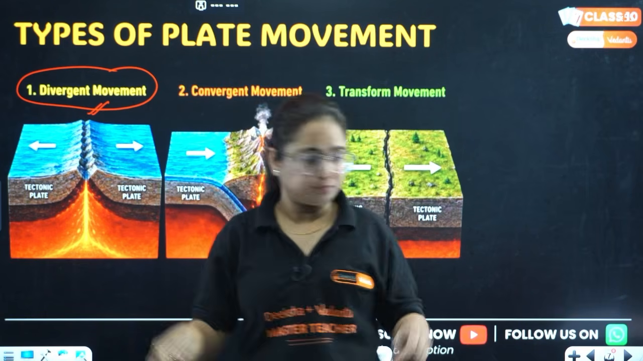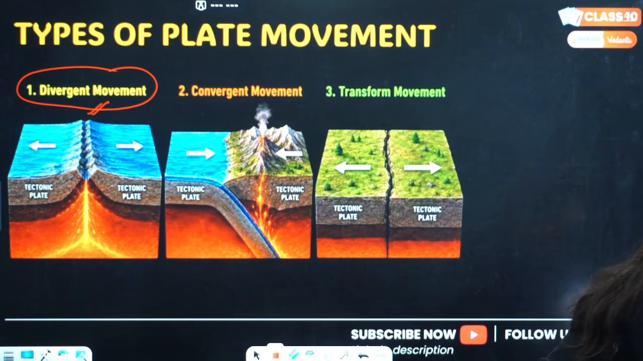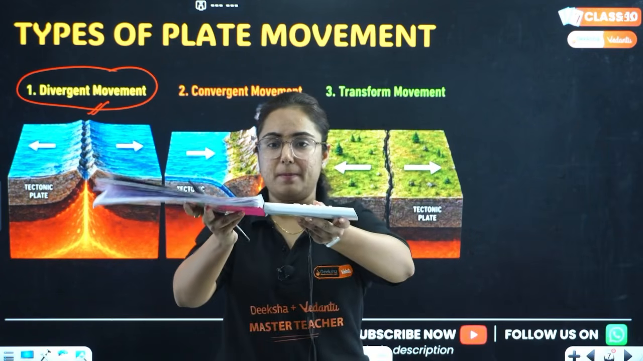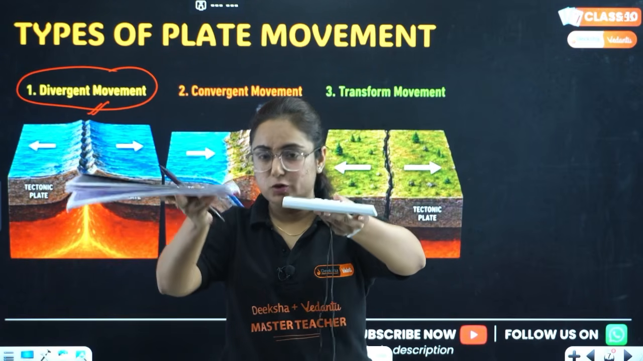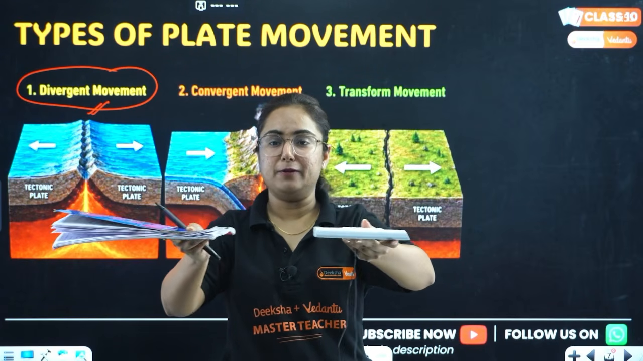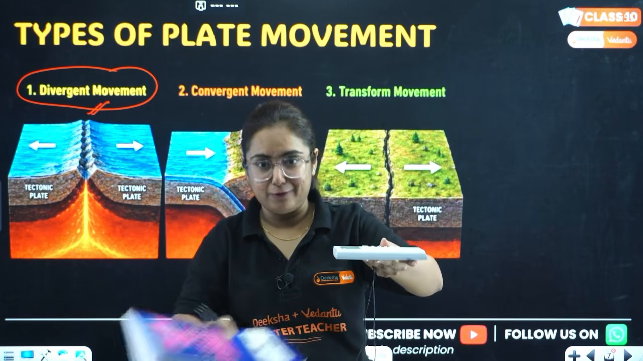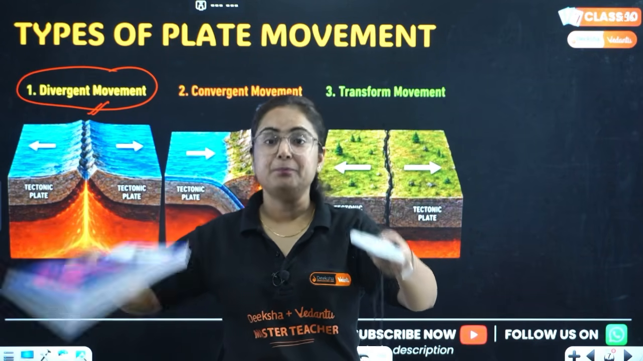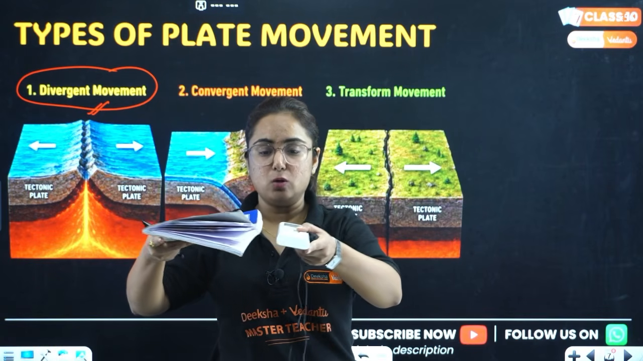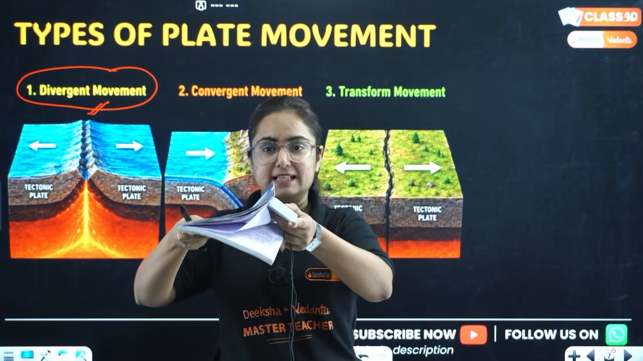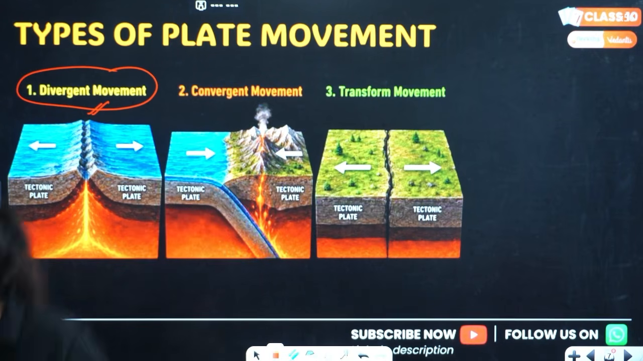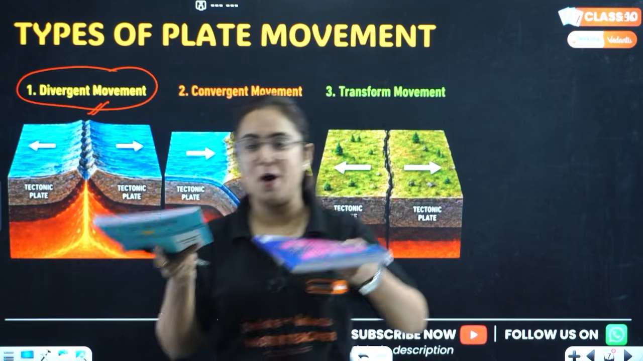Divergent movement. Like if I take this copy and consider it is floating over magma, and these are the two major plates, if they are moving away from each other, what will happen? A valley is formed in between. Getting my point? If two plates are coming closer to each other, they will collide, and similarly mountains will be formed. You can understand this better with the help of two copies, and here we luckily have two copies.